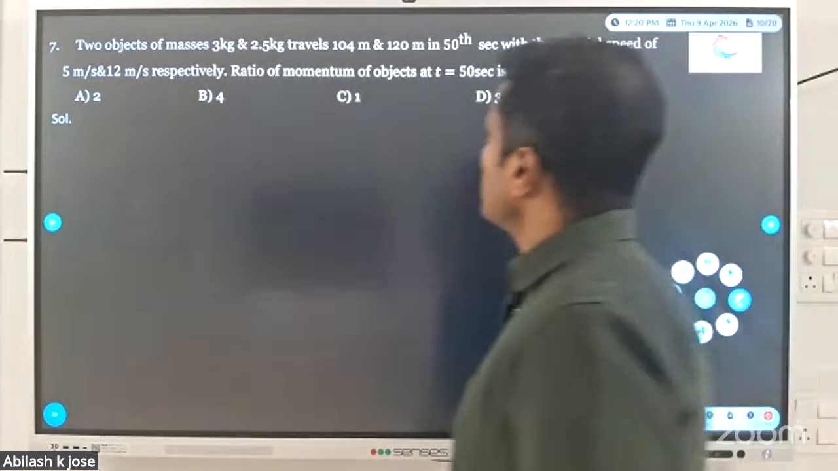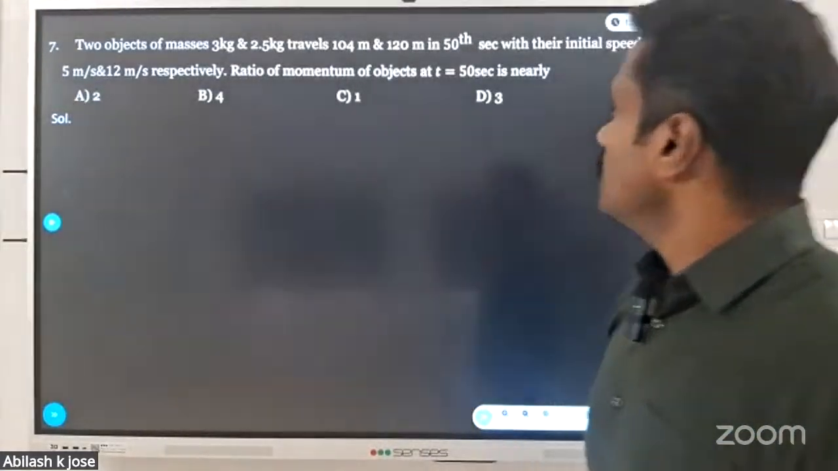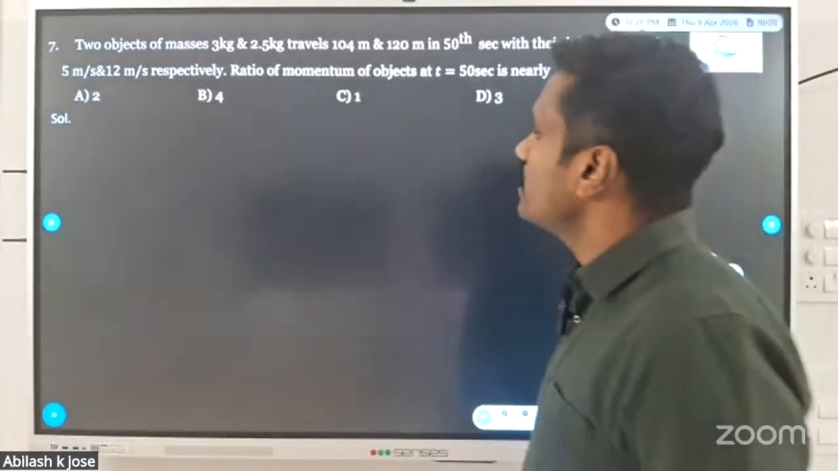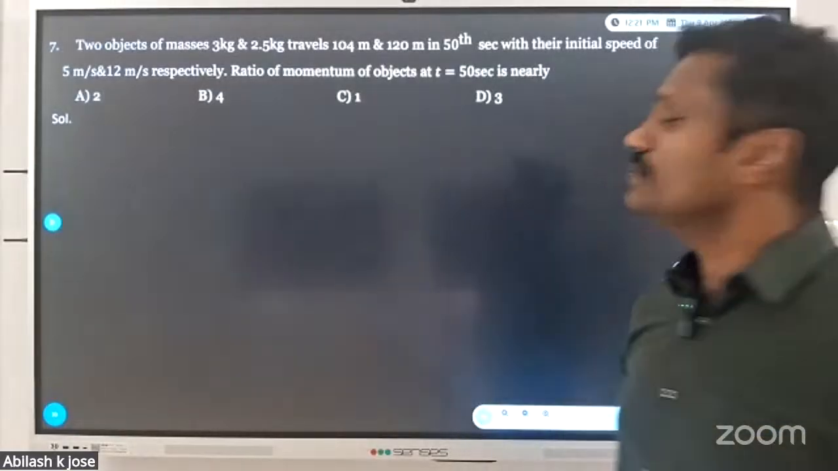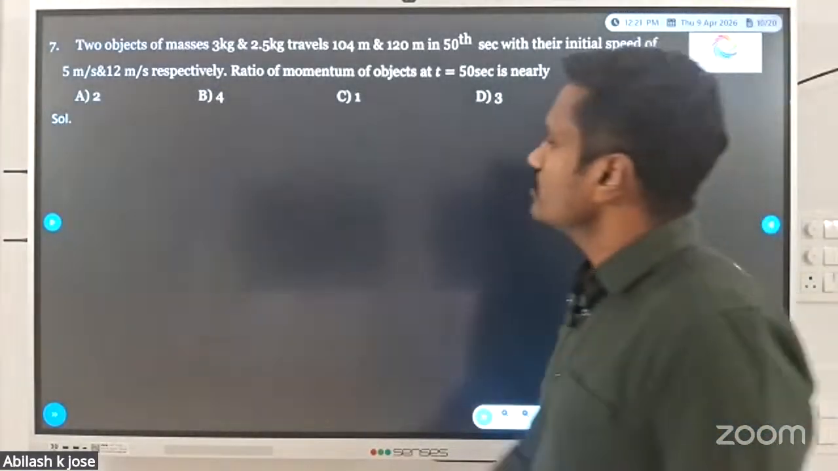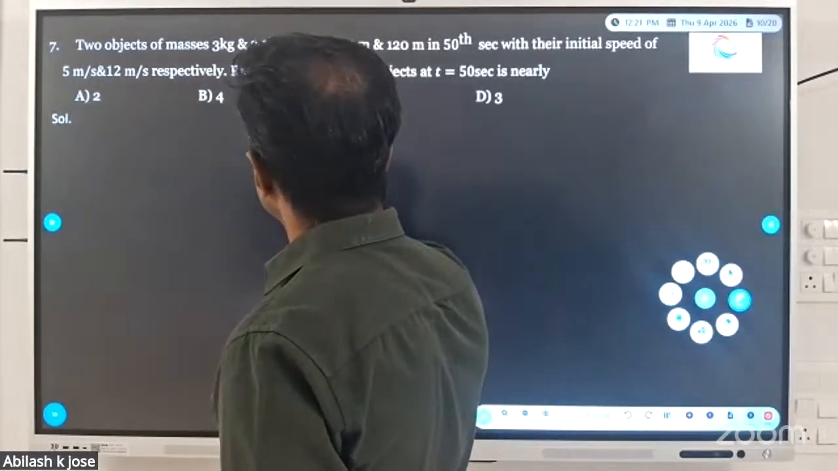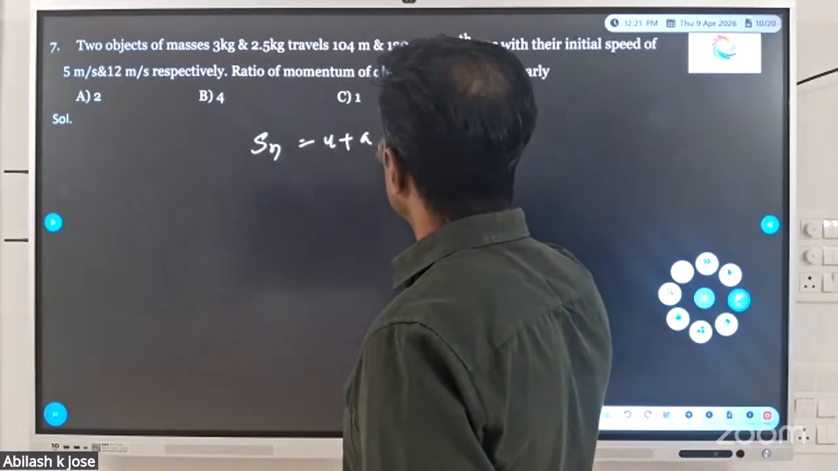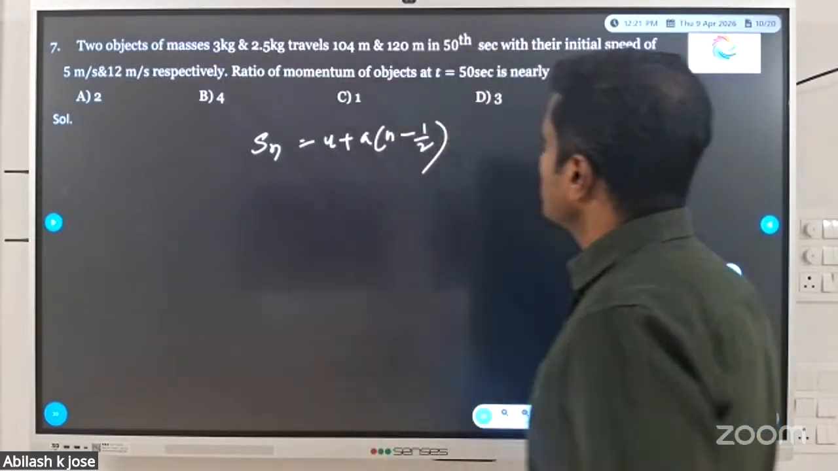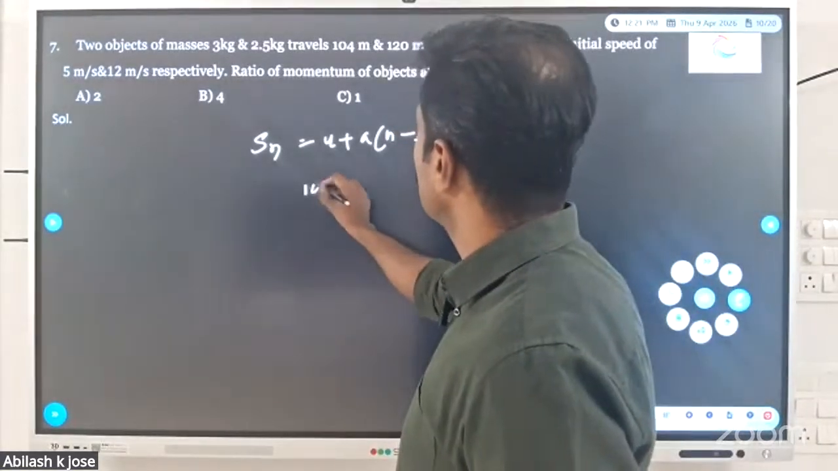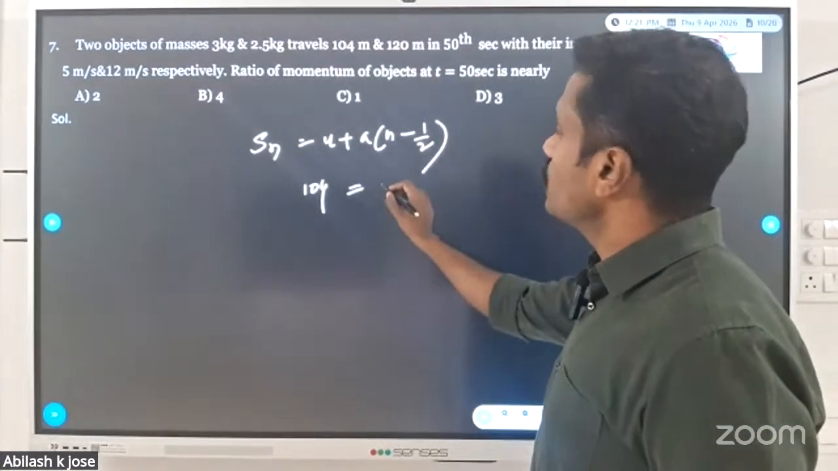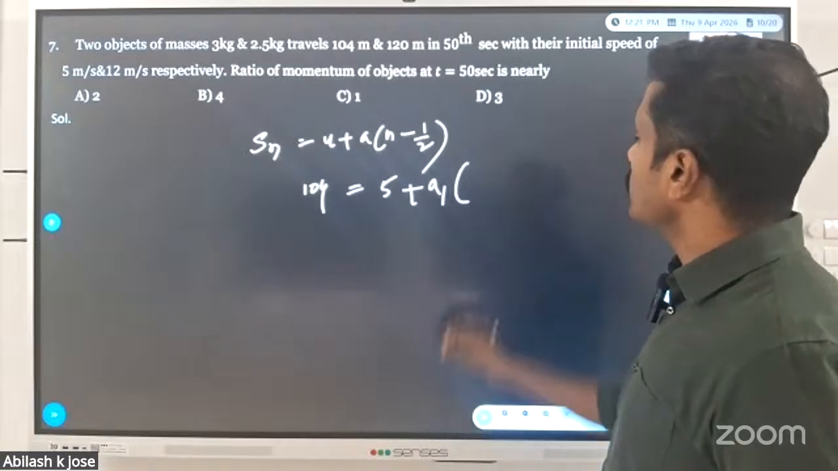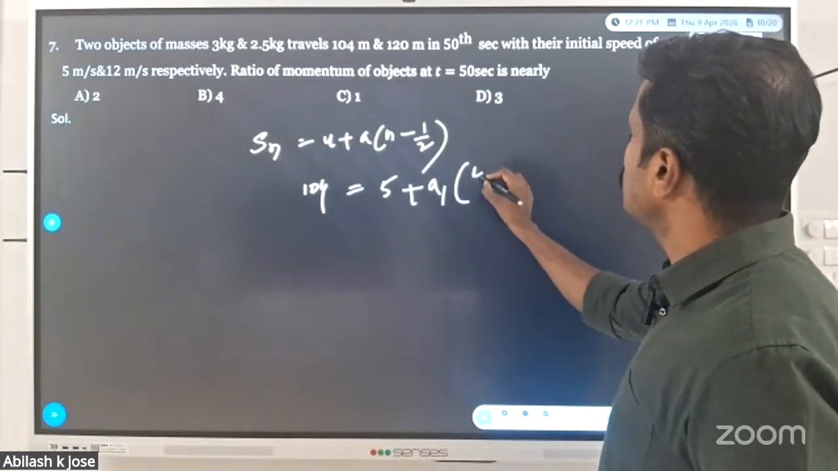Two objects of mass 3 kg and 4 kg travel 104 and 120 meters in the 50th second with initial speeds of 5 and 20 meters per second. Based on the momentum of the objects at t equal to 50 seconds. So it is a very easy problem based on distance traveled in the nth second. S_n is equal to u plus a into n minus 1/2. Putting the values, S_n is equal to 104, so 104 is equal to 5 plus a1 into n minus 1/2.